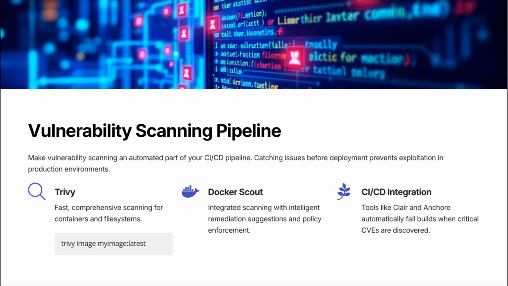Finally, we have CI/CD integration tools like Clair and Anchore. These tools are designed to automatically fail builds when critical CVEs, or common vulnerabilities and exposures, are discovered. This immediate feedback loop allows us to rectify issues promptly, increasing the overall security of our container ecosystem. In essence, a vulnerability scanning pipeline is about automating the process of identifying potential risks. By integrating this process into our CI/CD pipeline, we can ensure that our container environments are as secure as possible, preventing exploitation in production. This underlines the importance of proactively managing and mitigating risks in our containerized application.